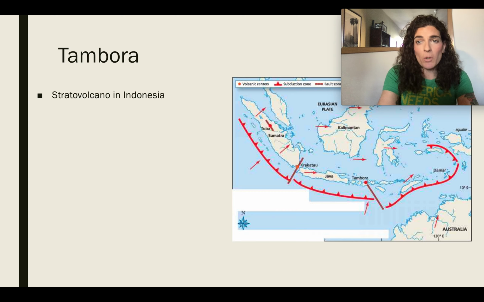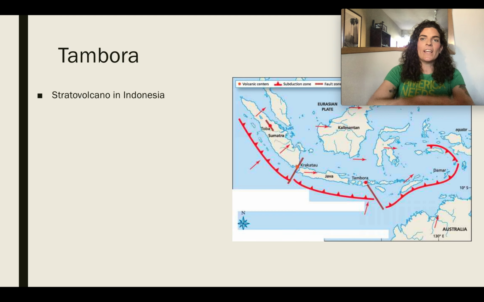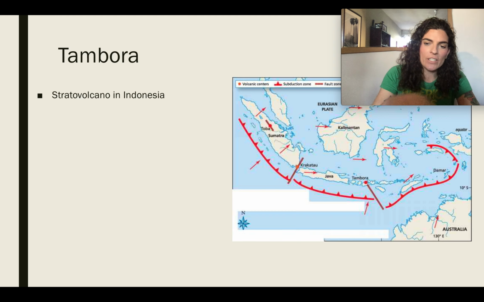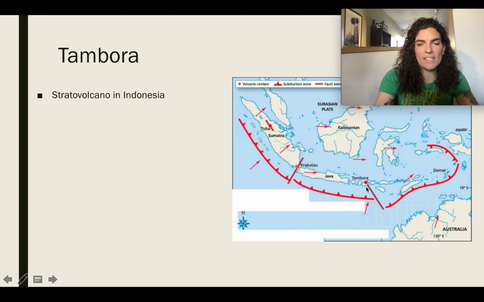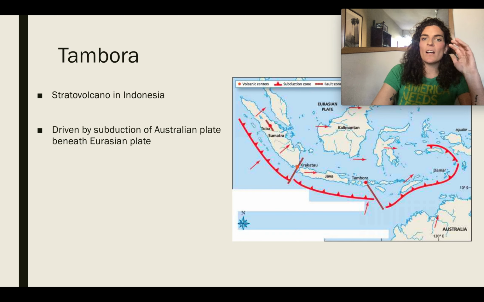So let's start with Tambora. Tambora is a stratovolcano, a large stratospheric emitting volcano located in Indonesia. It's located right here on an island just to the east of Java, one of the most populated islands in the world. That's where Jakarta is, of course, a very densely populated island.